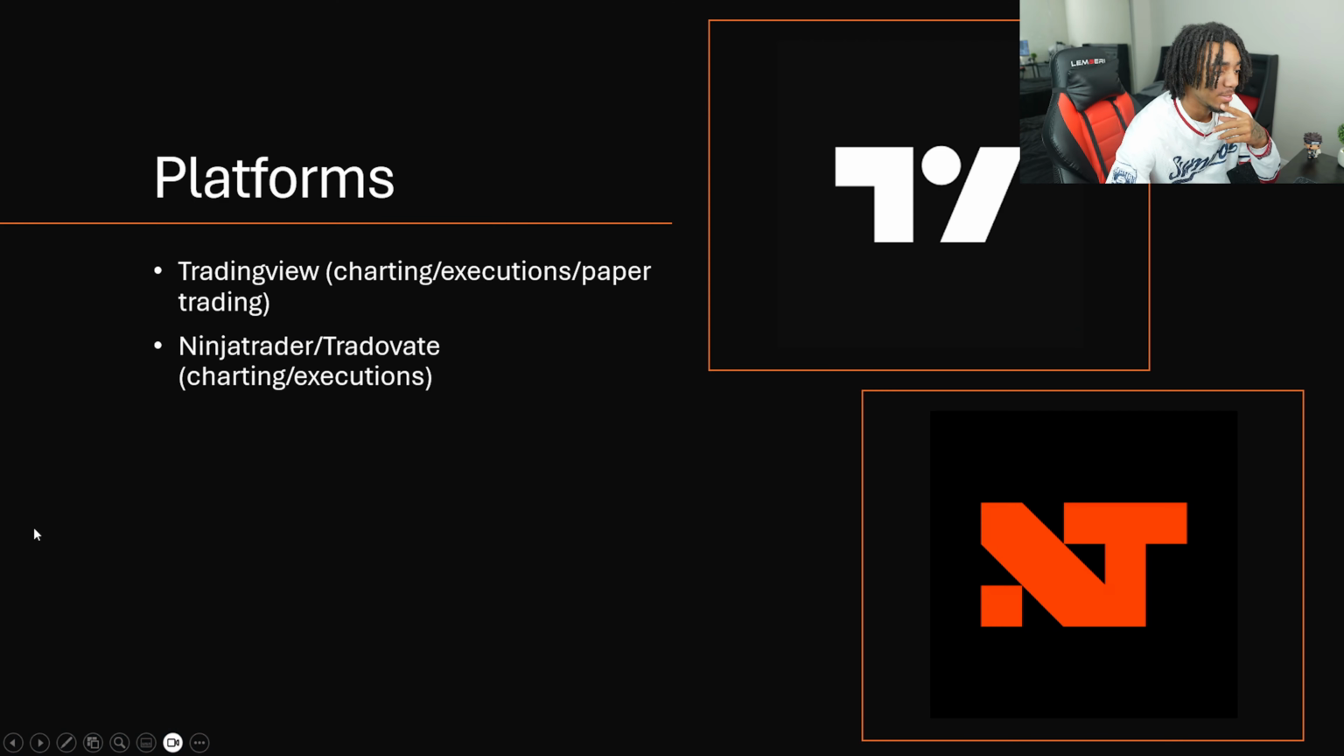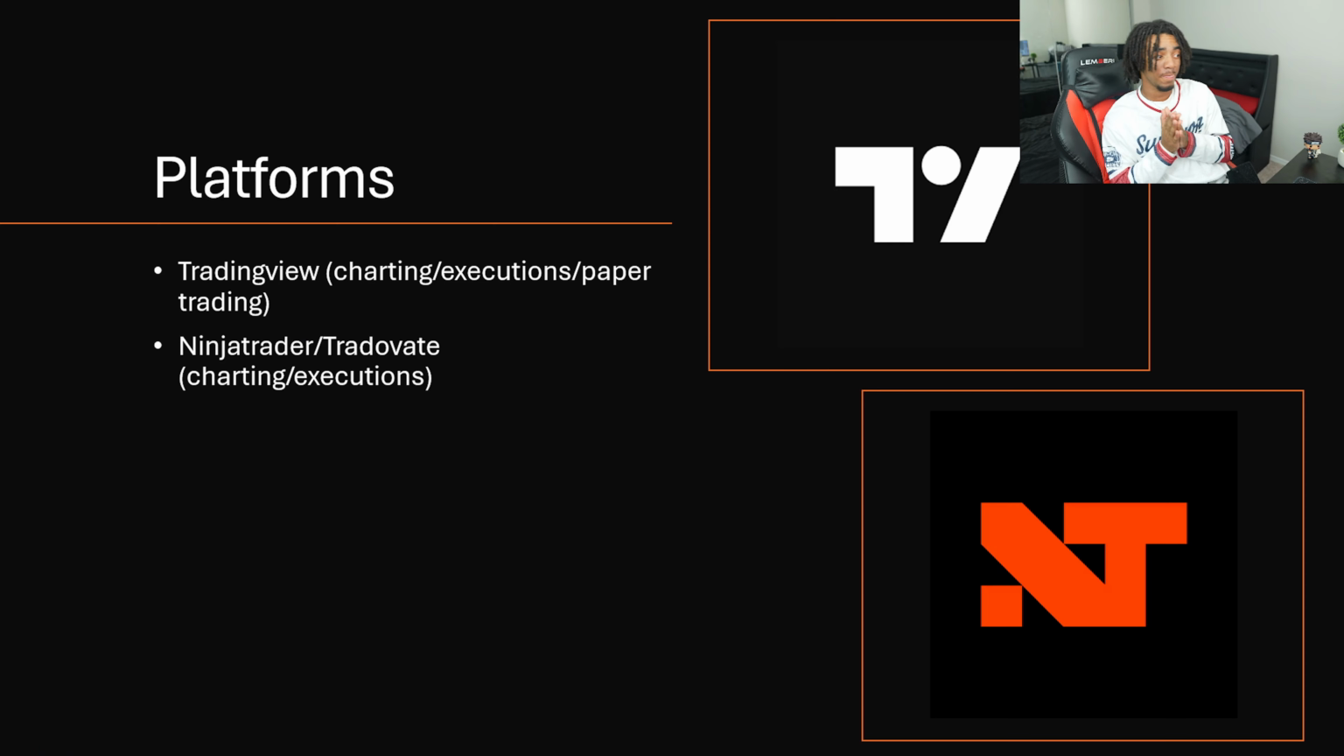All right. Let's move on. Slides, platforms. So I use TradingView for my charting. I use TradingView when I first ever started trading for paper trading as well. And there is an option to use TradingView for your executions. You can just connect your brokerage account to TradingView, and then you can put in your orders on TradingView, and they'll go to your brokerage account, and they'll still trade.